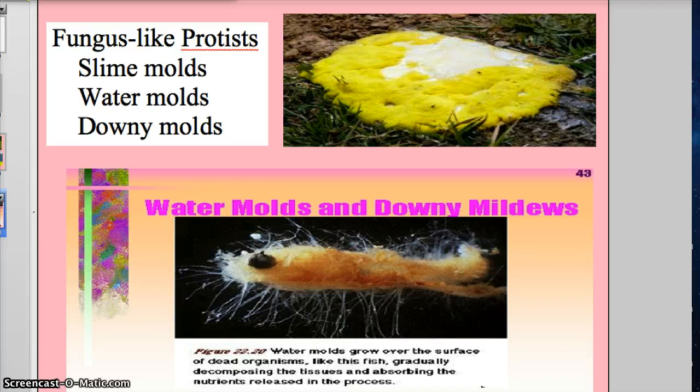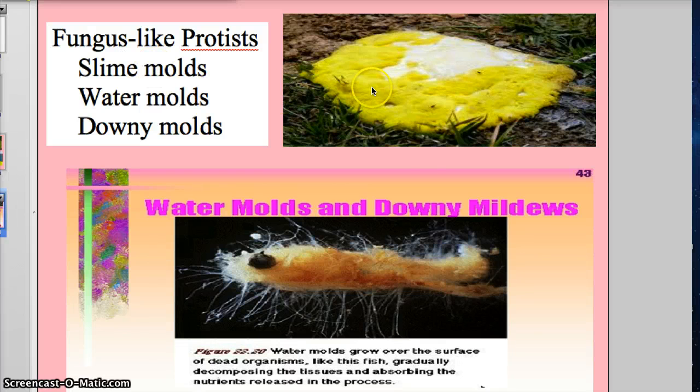Finally, fungus-like protists. Now, you may remember me mentioning fungus in a recent video. So these are ones that kind of function like fungus. Now, you may remember a fungus is a heterotroph. A fungus cannot make its own food, so it has to spread out like that.